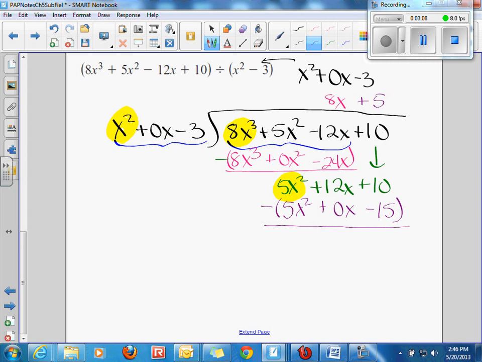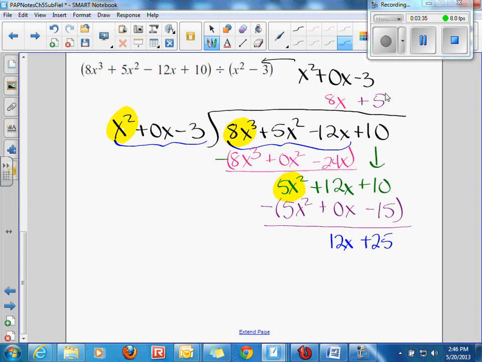So then I'm subtracting that again, just like I did in the previous one. 5x squared minus 5x squared is 0. 12x minus 0x is 12x. 10 minus a negative 15, well, minus and minus is adding, so 10 plus 15 is 25. Positive 25 there. This only has 2 terms, so I cannot continue dividing. So this is going to be my remainder.